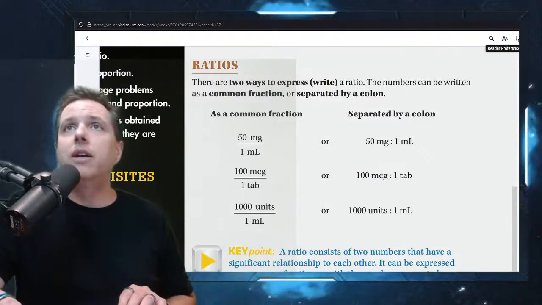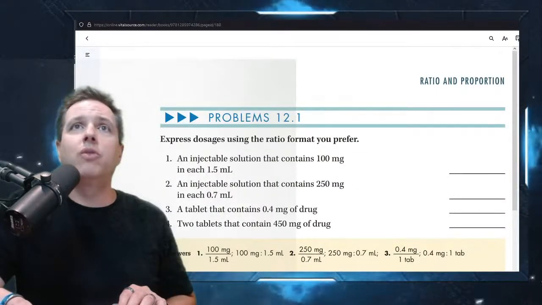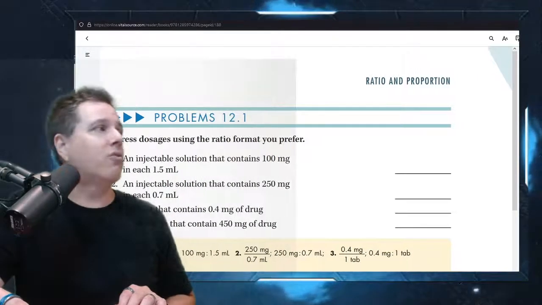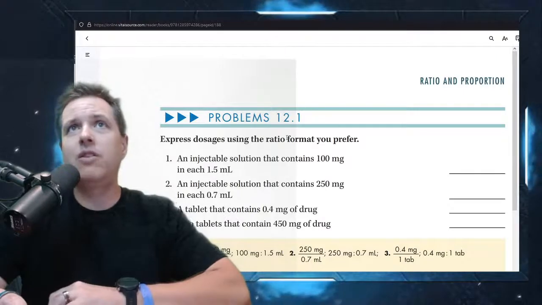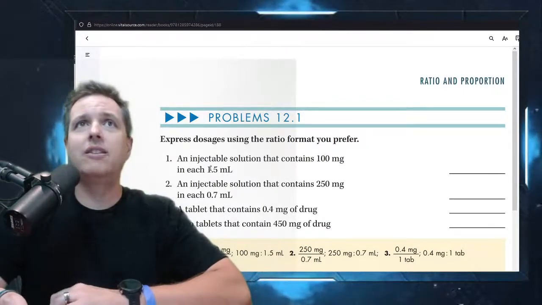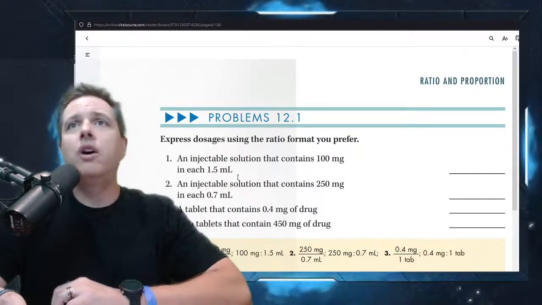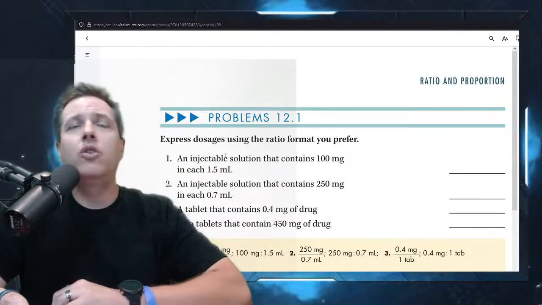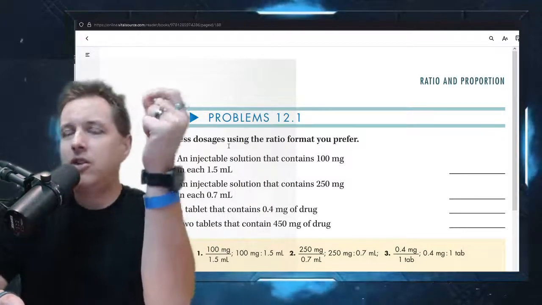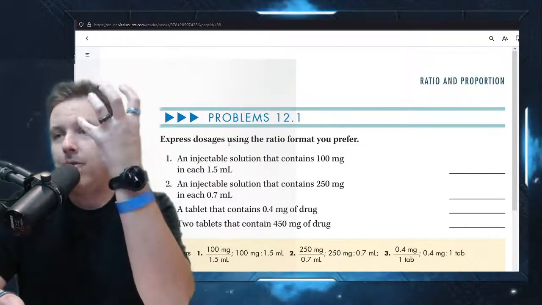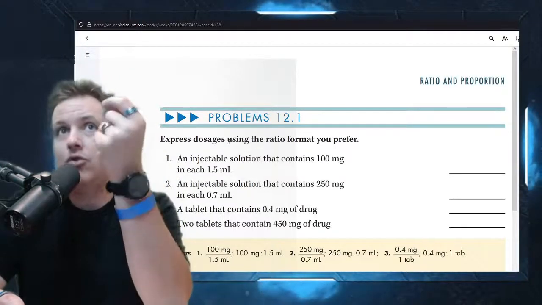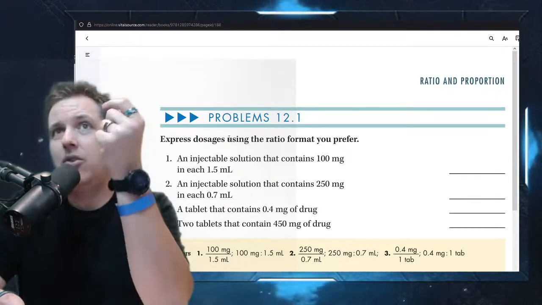Okay, so next page, let's look. We want to express dosages using the ratio format right here. So right now, we're not even looking at proportions or solving problems. We're just trying to figure out how you would write something like this. You're basically looking at how much of the drug is existing in an amount of whatever it is, the solution or the tablet or whatever.